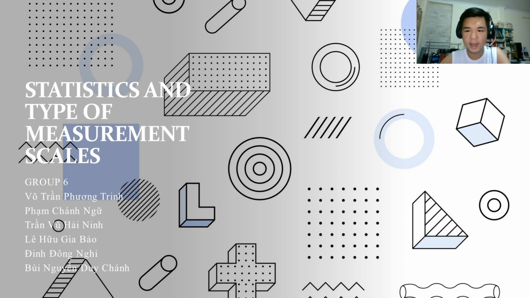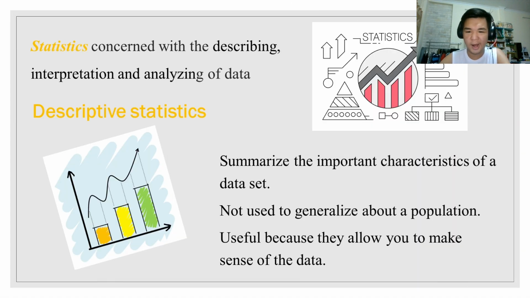We are Group 6, also known as Rainbow Balloon, and in this presentation I will present to you the topic Statistics and Types of Measurement Scales. To begin the presentation, I am going to talk about statistics.